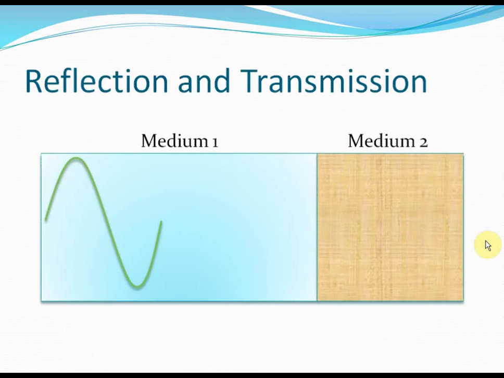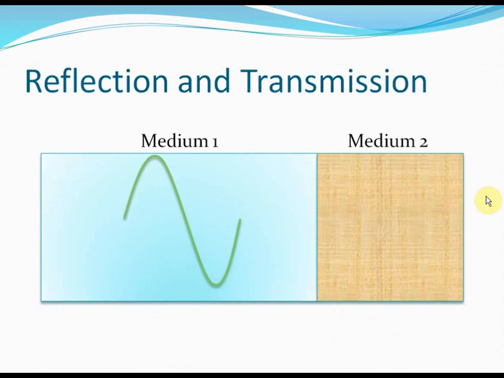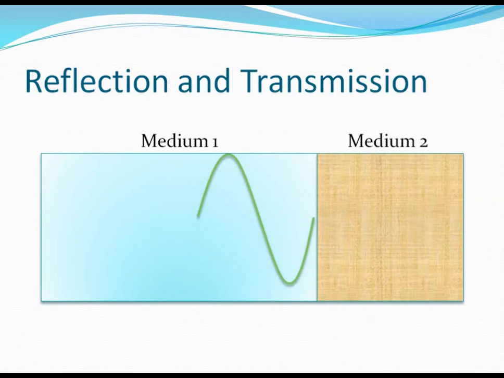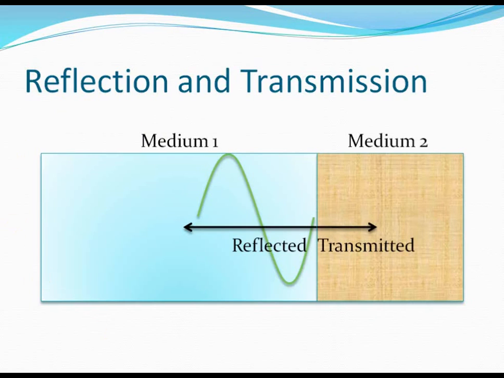Now let's study the reflection and transmission of waves. Let's say a wave is moving like this from medium 1 to medium 2. A part of it will get reflected. A part of it could get transmitted. What will be the equation of the reflected wave? What will be the equation of the transmitted wave?